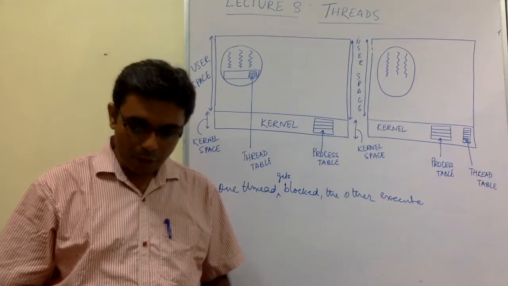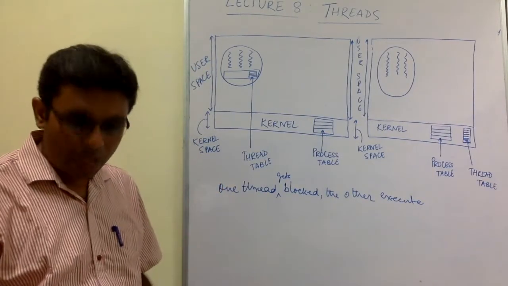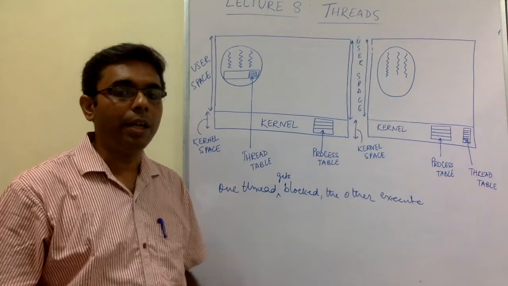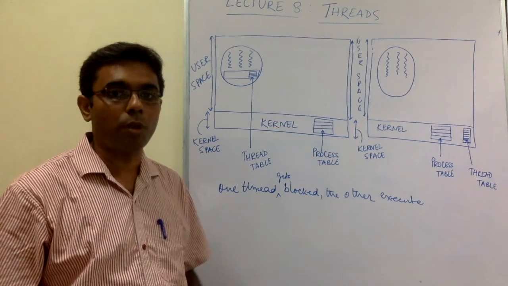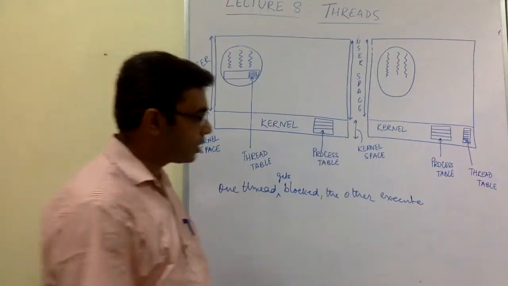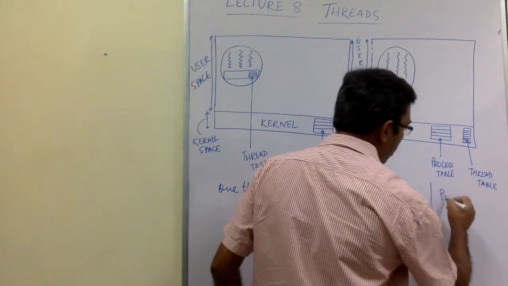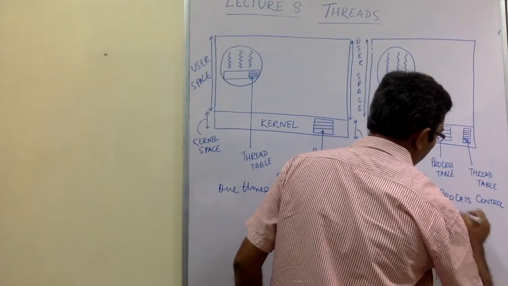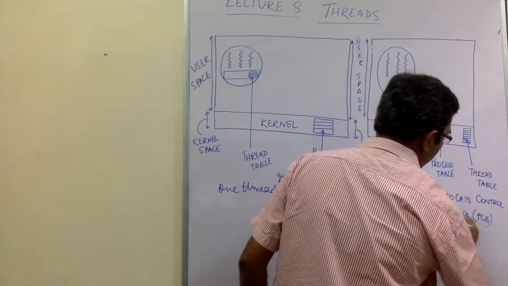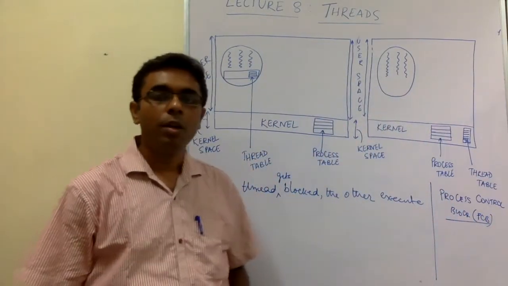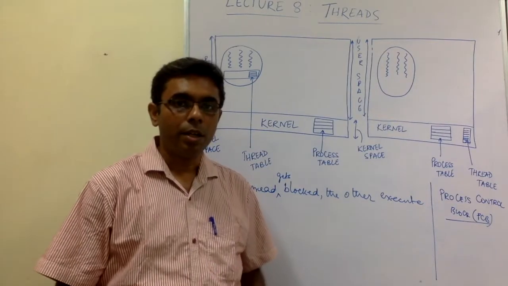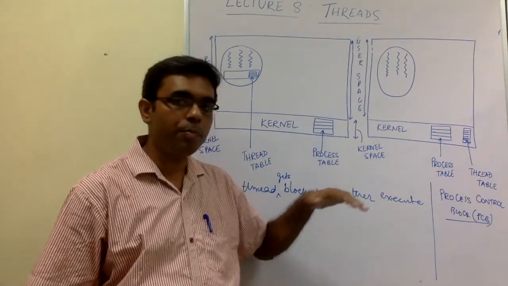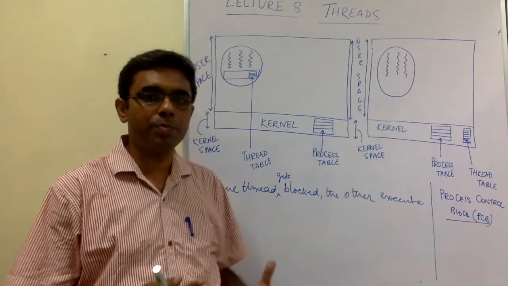We've already seen that in the case of a process, the information about an executing process is maintained in a data structure called the process control block, or PCB in short. So what is this PCB? Whenever a process is created, the kernel maintains a data structure which holds information about the process which has just been created.